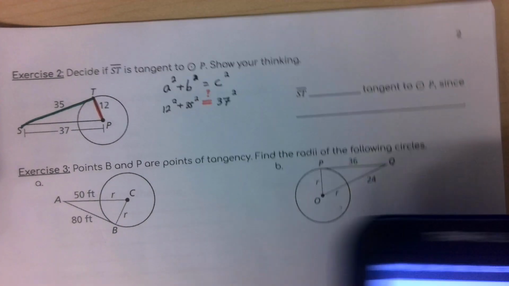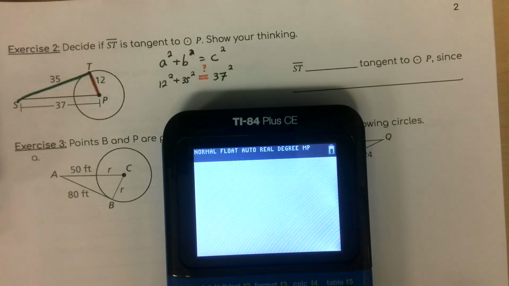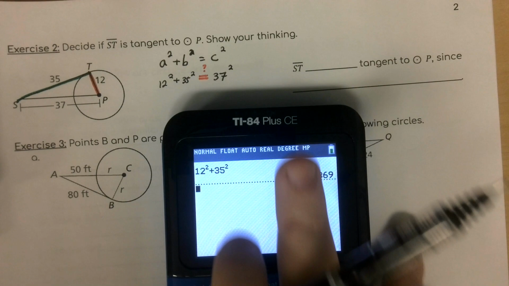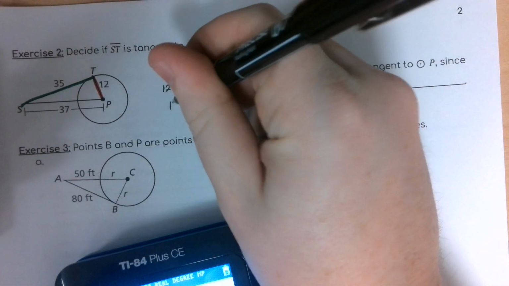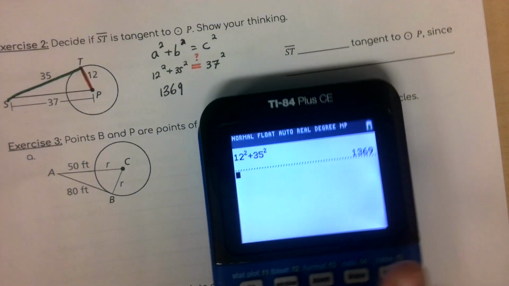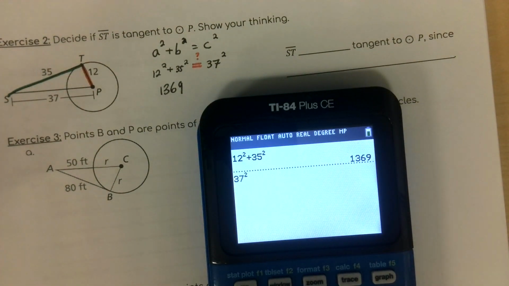So here I've got my trusty calculator. Let's calculate 12 squared plus 35 squared. 1,369 is this side. Now we should calculate 37 squared and see if they're equal.